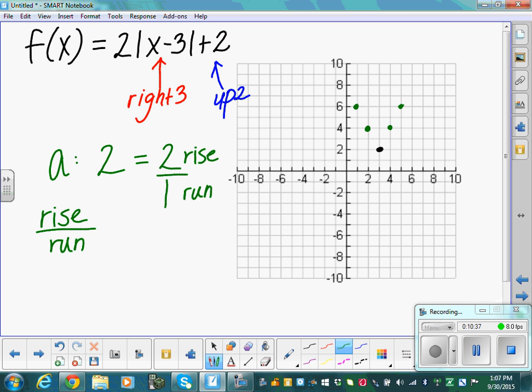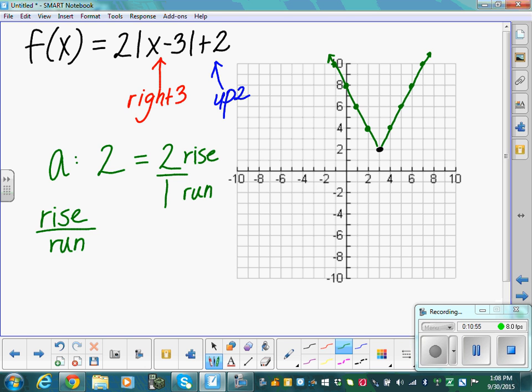I'll keep doing that. Rise 1, 2 over 1. Over here, I'll continue on the right, rise 1, 2 over 1. So then I have my sharp V here, and I'm able to graph it.